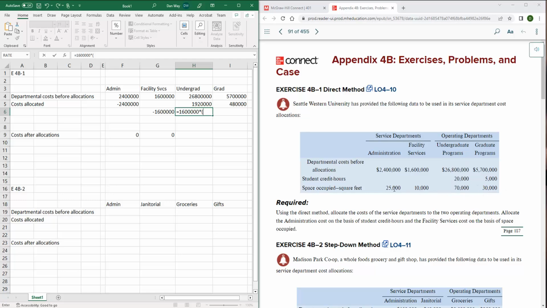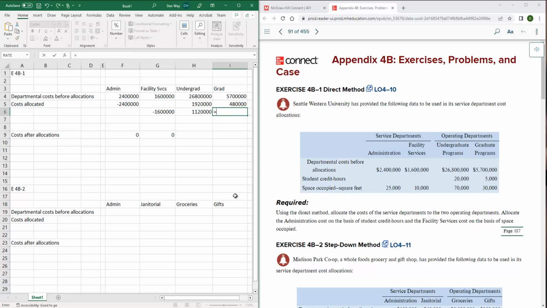Remember, we don't care about the usage by the service departments, because under this direct method, we're only allocating service department costs to operating departments. So I only want to focus on the usage here in the operating departments. So that'll be 70,000 square feet divided by a total of 70,000 plus the 30,000 in the grad programs. In other words, 70,000 of the 100,000 total, or 70% of this facilities cost, is being allocated to the undergrad programs. There we go.